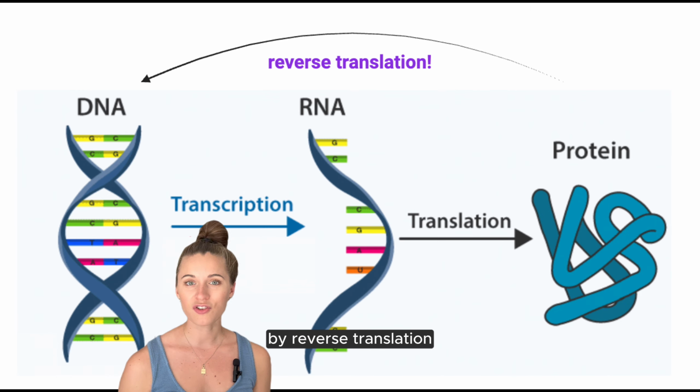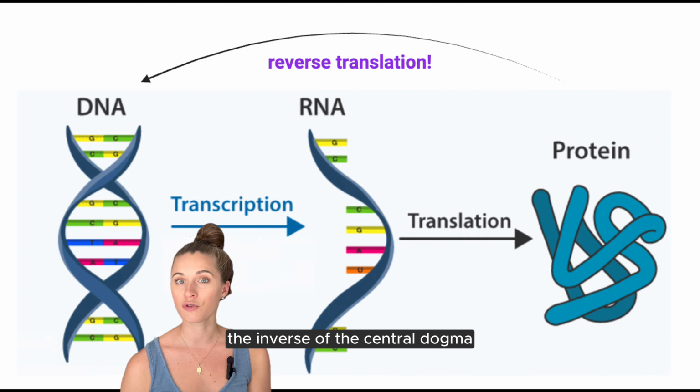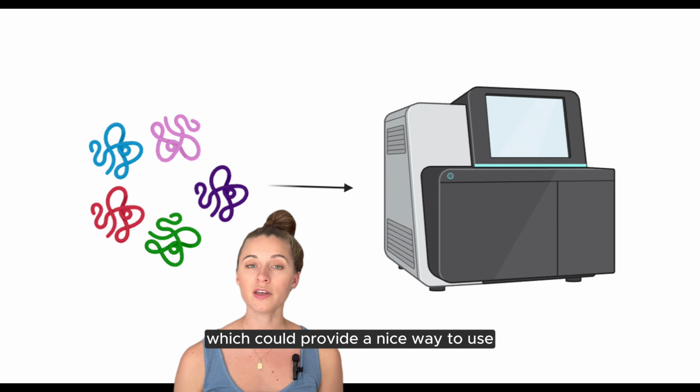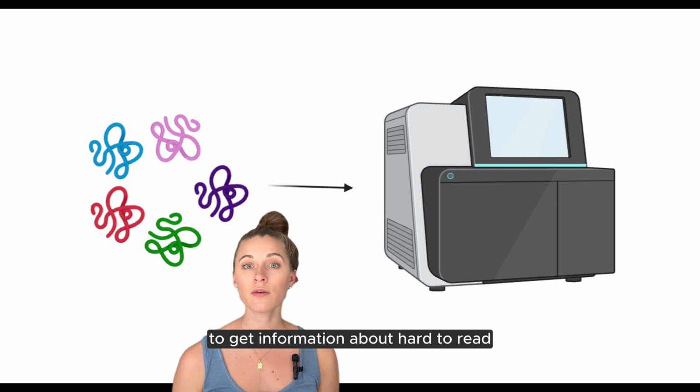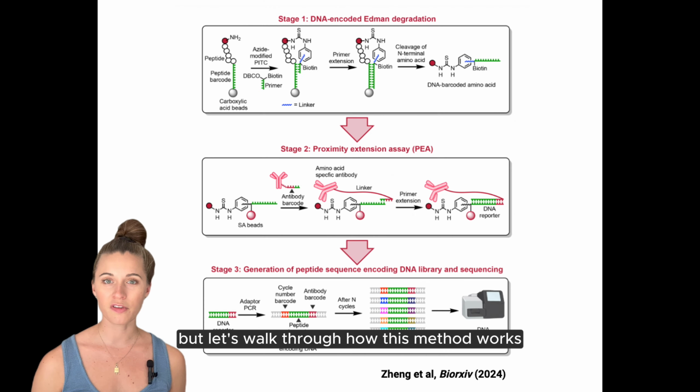By reverse translation, I mean turning protein sequences into DNA sequences, the inverse of the central dogma, which could provide a nice way to use ubiquitous DNA sequencers to get information about hard-to-read amino acid-based protein sequences. But let's walk through how this method works.